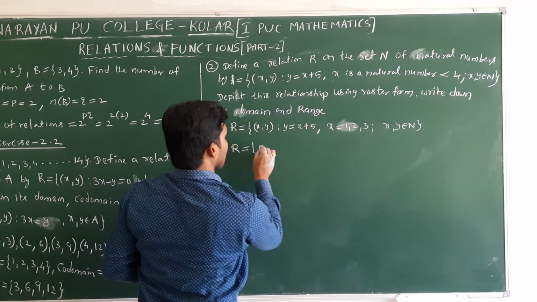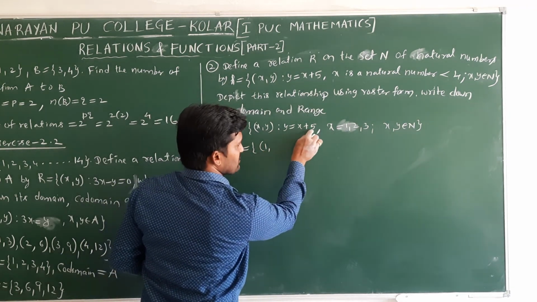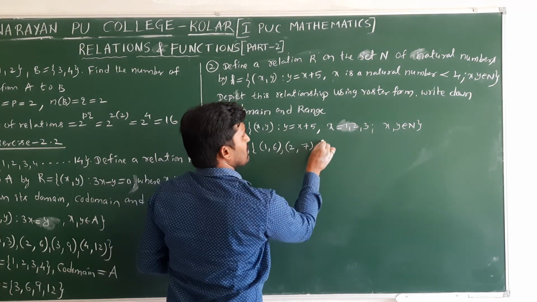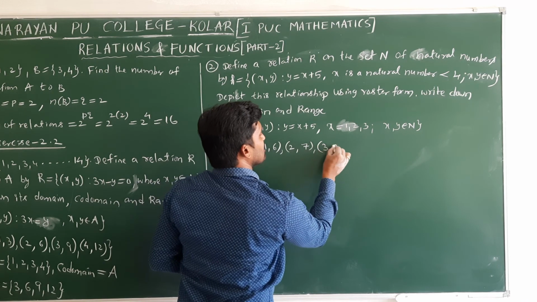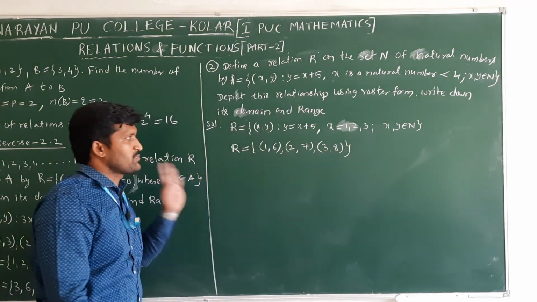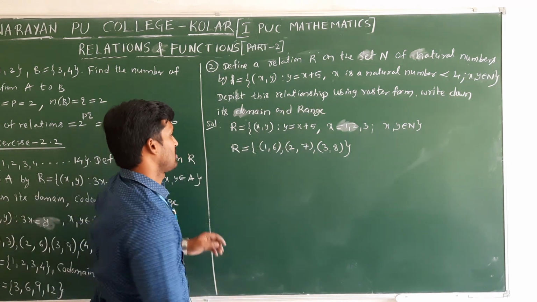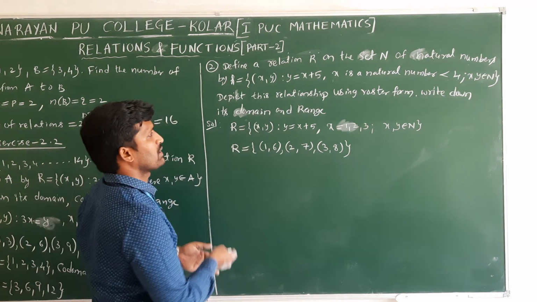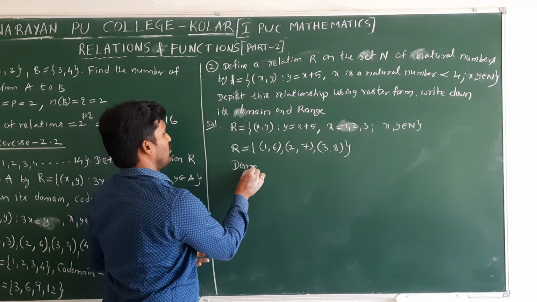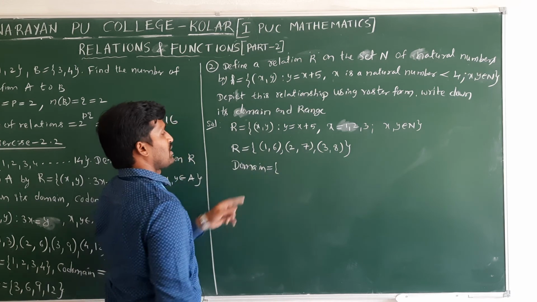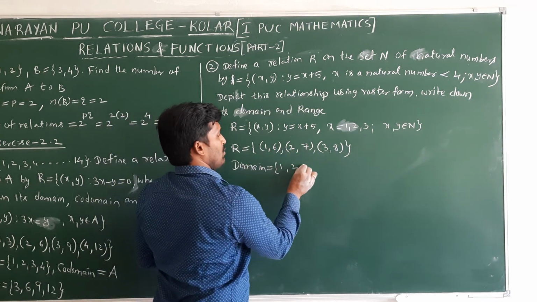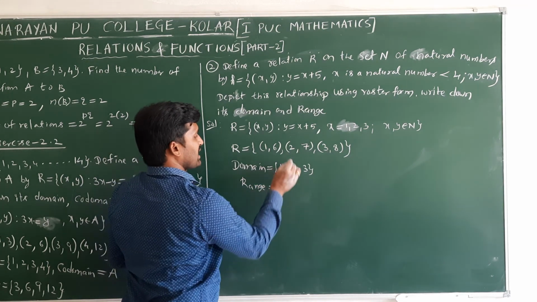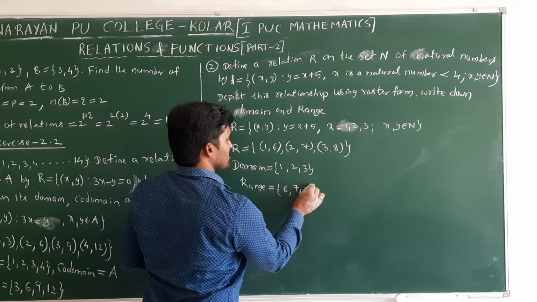First x value 1, I will take. Substitute in this formula, 1 plus 5, y value 6. Next x value 2, 2 plus 5, 7. Take 3, 3 plus 5, 8. Only these 3 ordered pairs are possible as per given conditions. This is called roster form because we are listing the possible ordered pairs. Domain means set of first elements in ordered pairs: 1, 2, 3. Range is the set of second elements in ordered pairs: 6, 7, 8.